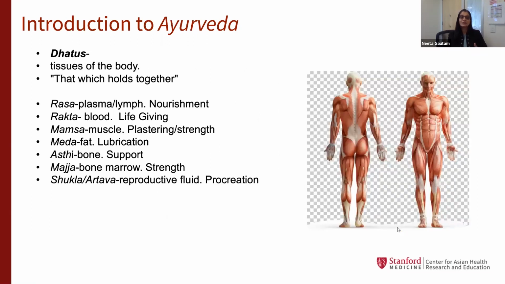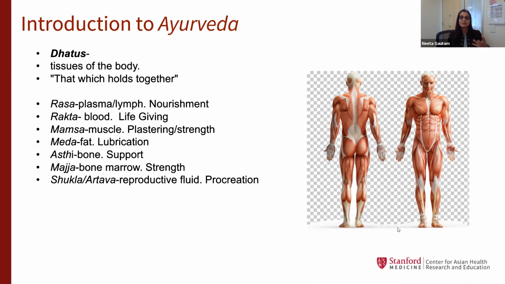The body itself is made of the 7 tissues known as dhatus, and by definition, the dhatus are that which holds together. The 7 tissues are the rasa, the plasma and the lymph, the rakta, the red cells themselves, mamsa, muscle, medha, fat, asthi, bone, majja, bone marrow, and shukra or artava, reproductive fluid.